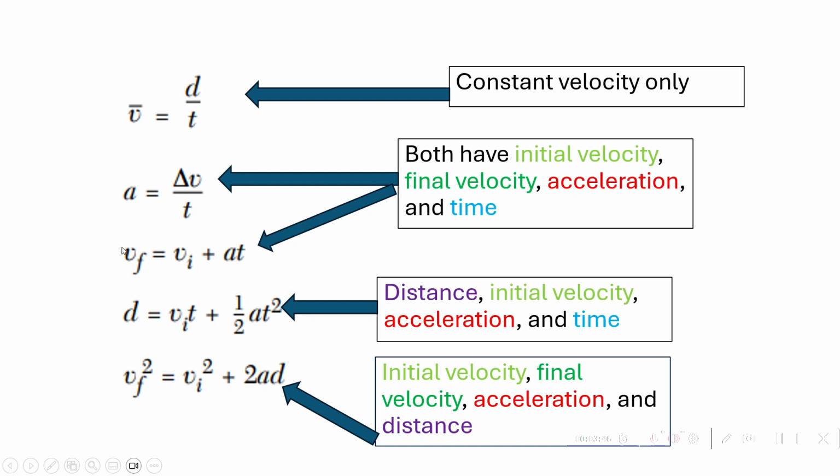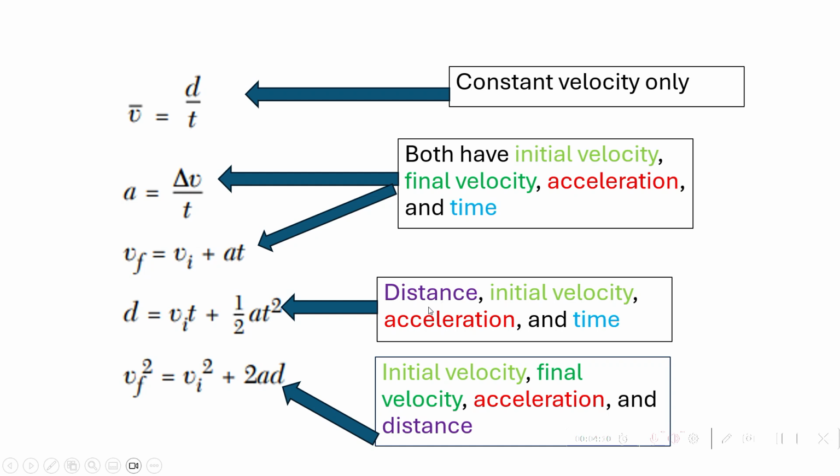Here, both of these equations really are the same thing. Both have an initial velocity, a final velocity, acceleration, and time. This is just written out a little bit further. So really the vf equals vi plus at is a much easier equation because it takes this change in velocity to what it really means.